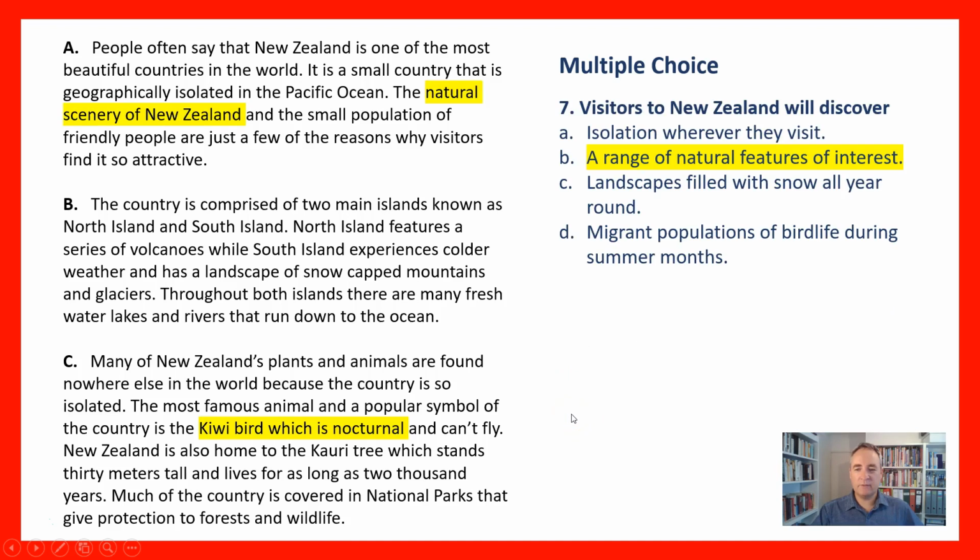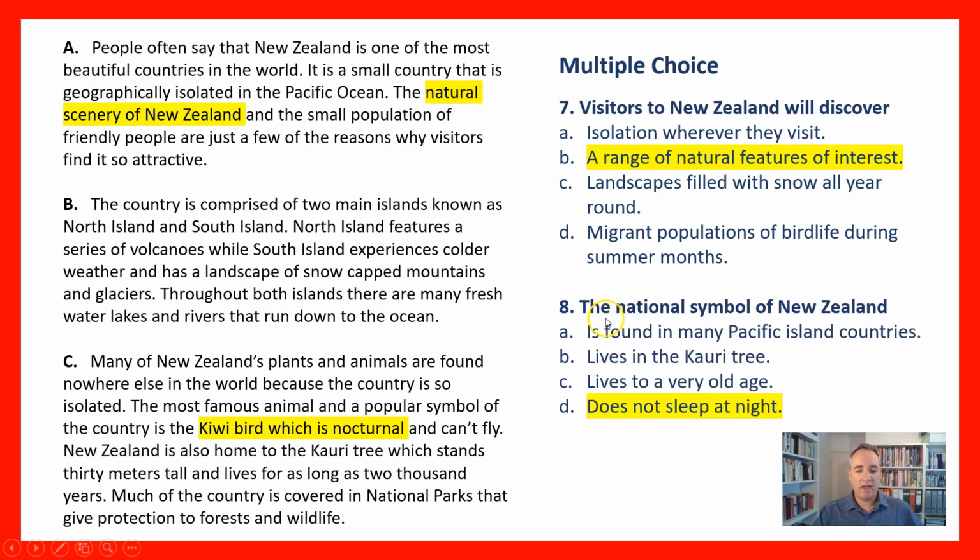Alright, so let's have a look at some of the answers here. So the first one, a range of natural features, natural scenery of New Zealand. So that's a parallel phrase that has the same type of meaning. And the second one, national, does not sleep at night, kiwi bird, which is nocturnal. So this idea of nocturnal means an animal that doesn't sleep at night or a bird that doesn't sleep at night. A bat is nocturnal, so a bat sleeps during the day and is awake at night. So similar to a bat, a kiwi bird is nocturnal.